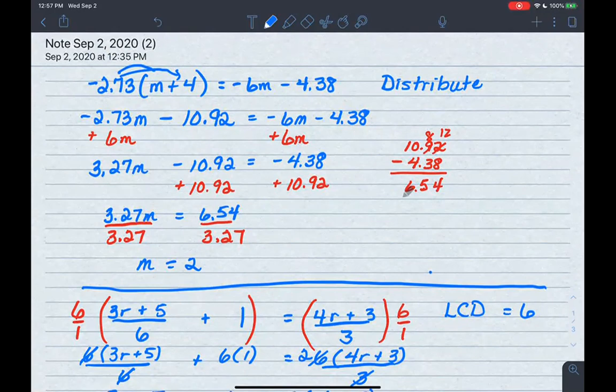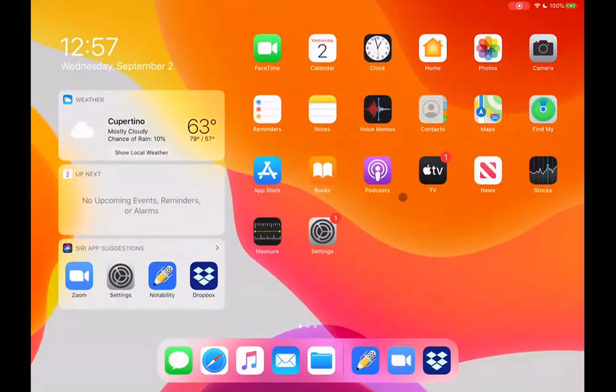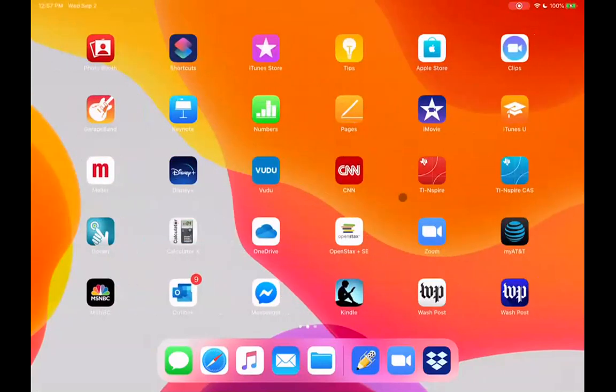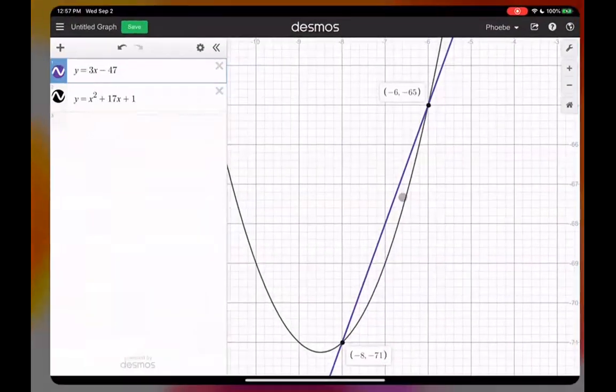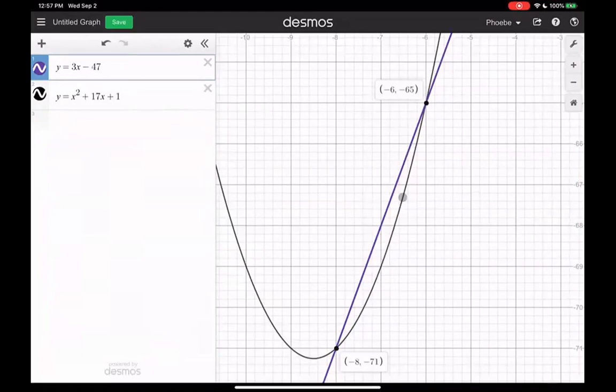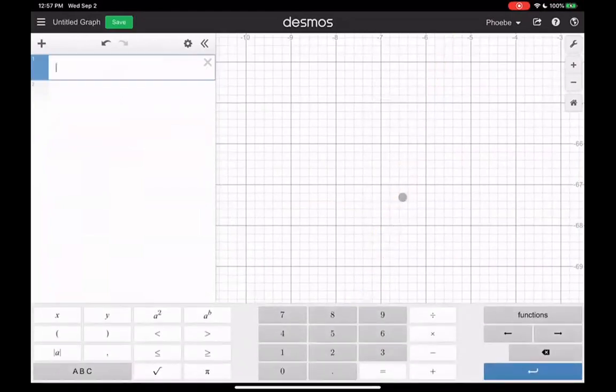And I am going to switch out here, and we're going to go to Desmos. And this is good because I still have my chat, so I can still see those problems. And this is from another class earlier today. So we're going to go back to Tirza's question, which was this one with the decimals. It was -2.73 times m+4, that one.